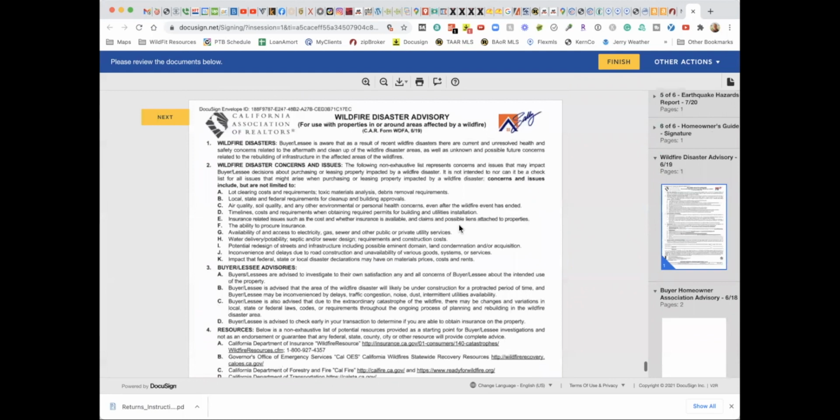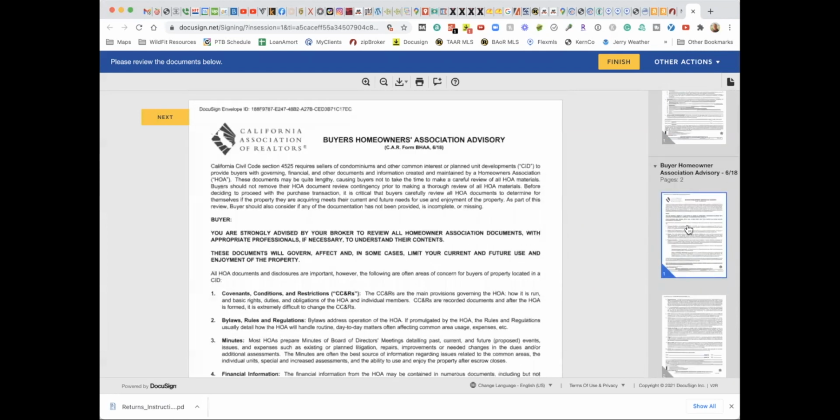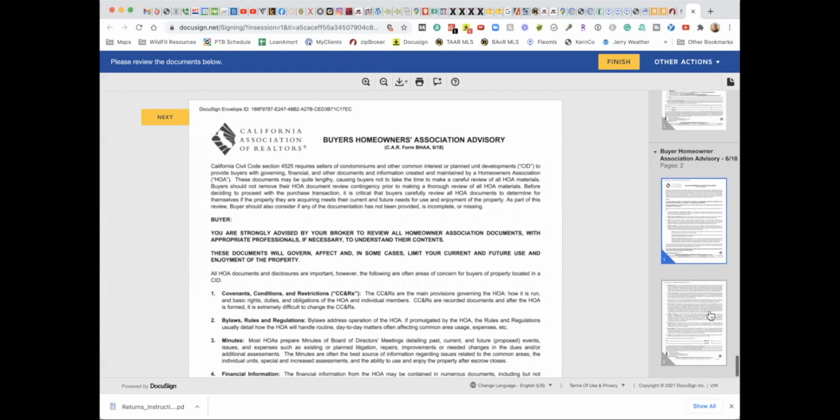And then finally, we've got the wildfire disaster advisory, as we talked about already, and the buyer homeowner association advisory. So a lot of information there. I know it's a lot to go through, but this is a great way to get a good head start on your home purchase. As always, let me know if you have any questions, and I'll be happy to talk about it with you in even more detail.